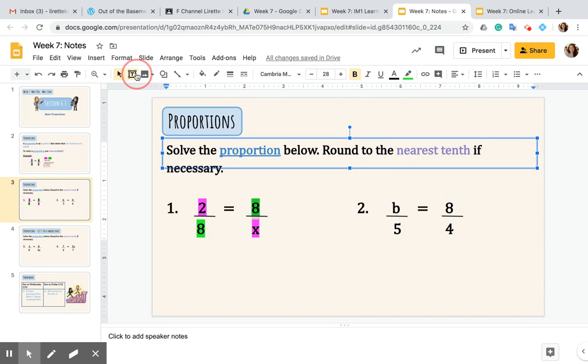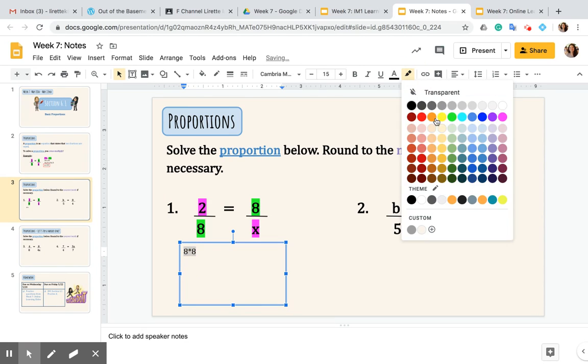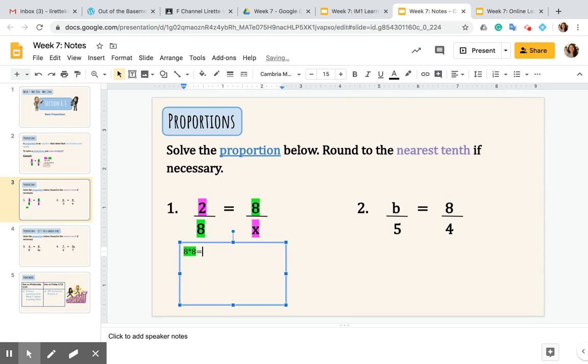Okay, so I'm going to insert a text box here so I can do my work out. And again, it doesn't matter which cross product you start with. I could start with the 8 if I wanted to. So 8 times 8, let's do that one first this time. Well, that's got to be equal to the other cross product, which is 2 times x.